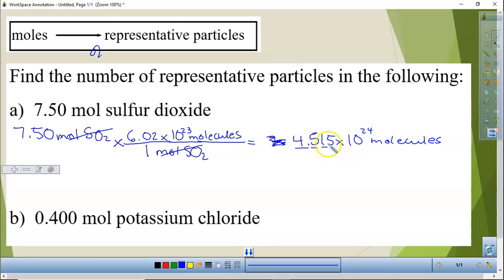So what does that 5 do to the 1? Right, it rounds it up. So my final answer is 4.52 times 10 to the 24th molecules.